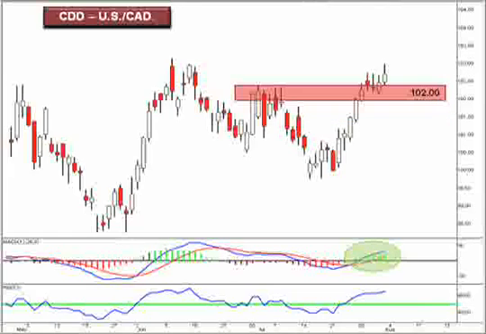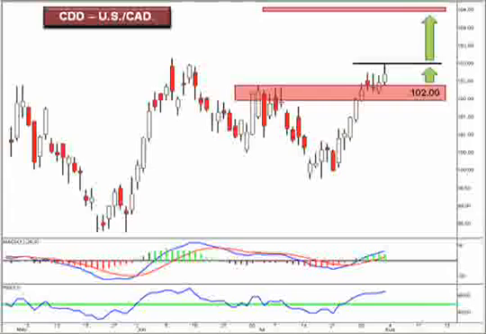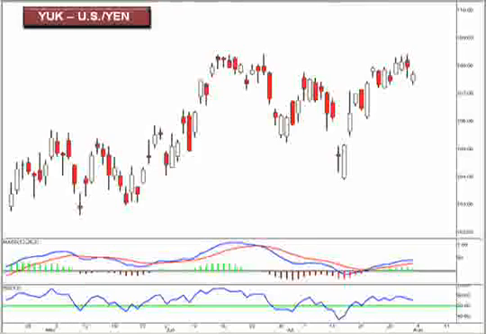Our MACD is still suggesting a strong trend to the upside on the U.S. dollar's behalf, and the RSI is still suggesting that we do have some momentum. In keeping that in mind, we'd look at a break above that 103 level as targeting a resistance up in here at the 104.5.